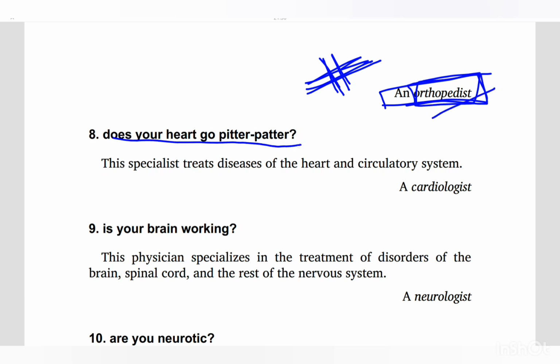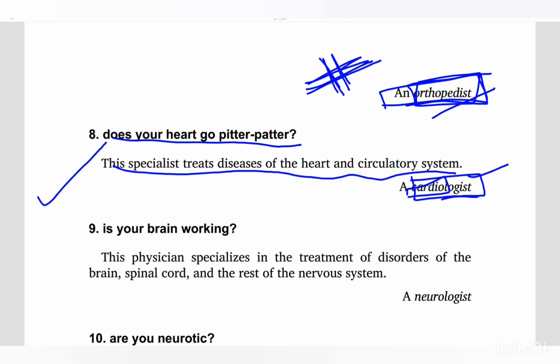Does your heart go pitter patter? This specialist treats diseases of the heart and circulatory system. A cardiologist is the specialist of heart-related diseases. Cardio means heart and logist means specialist, but I'm sorry to say he cannot treat a broken heart.